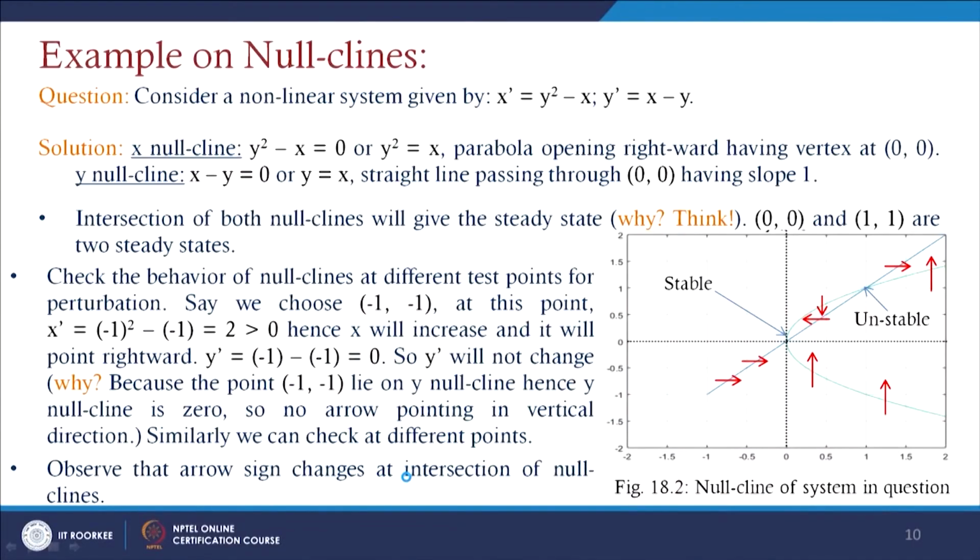Let us go for one example on null clines. Suppose we consider one nonlinear system given by x dash equals y square minus x and y dash equals x minus y. First, to draw the null clines, we put x dash equals 0 and y dash equals 0. If we put x dash equals 0, we have the equation y square minus x equals 0, or y square equals x, which represents a parabola opening rightward having vertex at (0, 0), which we have represented here.